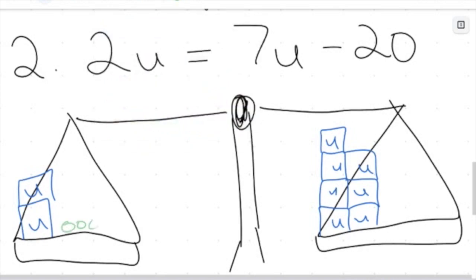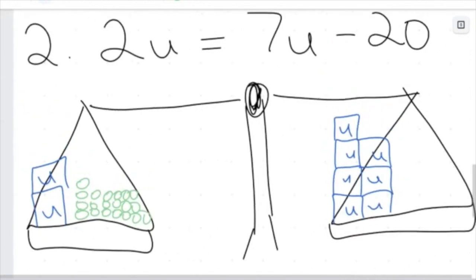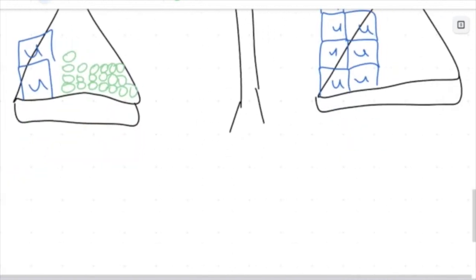So 1, 2, 3, 4, 5, 6, 7, 8, 9, 10, 11, 12, 13, 14, 15, 16, 17, 18, 19, 20. And let's actually look at the maths, what I've actually done here.